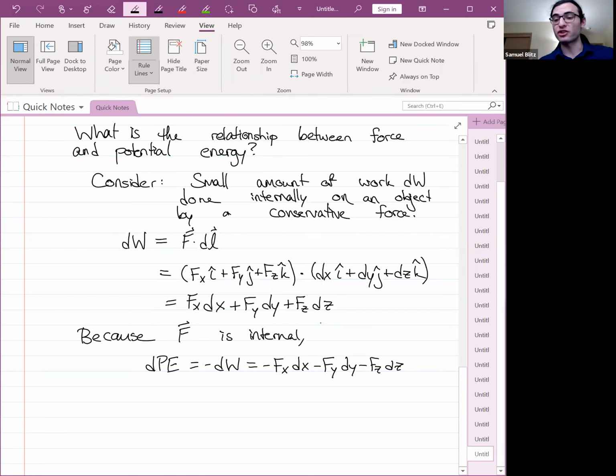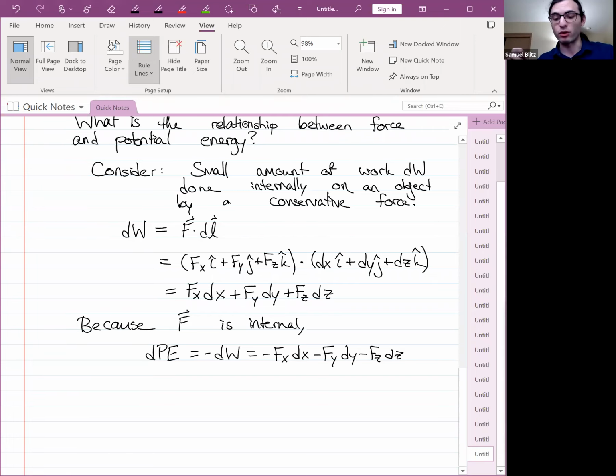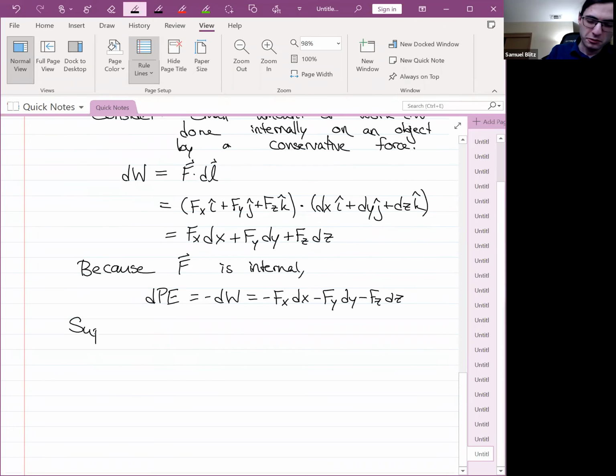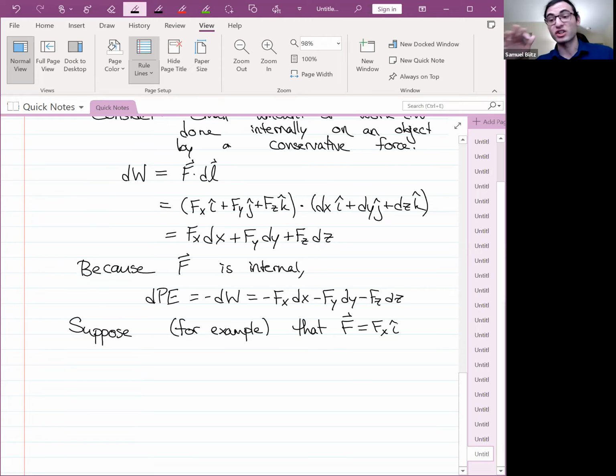So now we're just going to look at a special case. Suppose, for example, and we'll see how this generalizes in a minute, that the force is really just in the x direction, i.e. it doesn't point in the y direction, it doesn't point in the z direction, it only points in the x direction. And by the way, we're not assuming that these are constant, just that it only points in one direction.